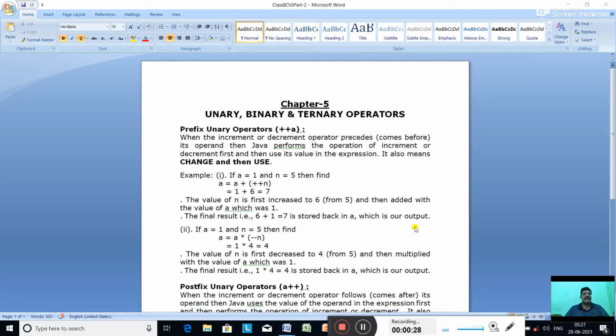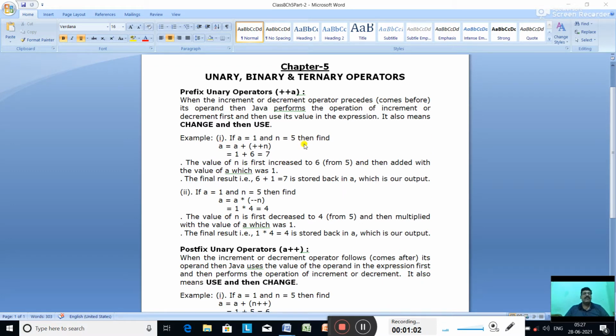Then we discussed the increment operator and decrement operator. The plus plus is called the increment operator. It is a unary operator. It is used to increase the value of a variable by 1. Whereas minus minus is called the decrement operator of Java, which is used to decrease the value by 1. In today's class, we are going to start prefix unary operator and postfix unary operator.